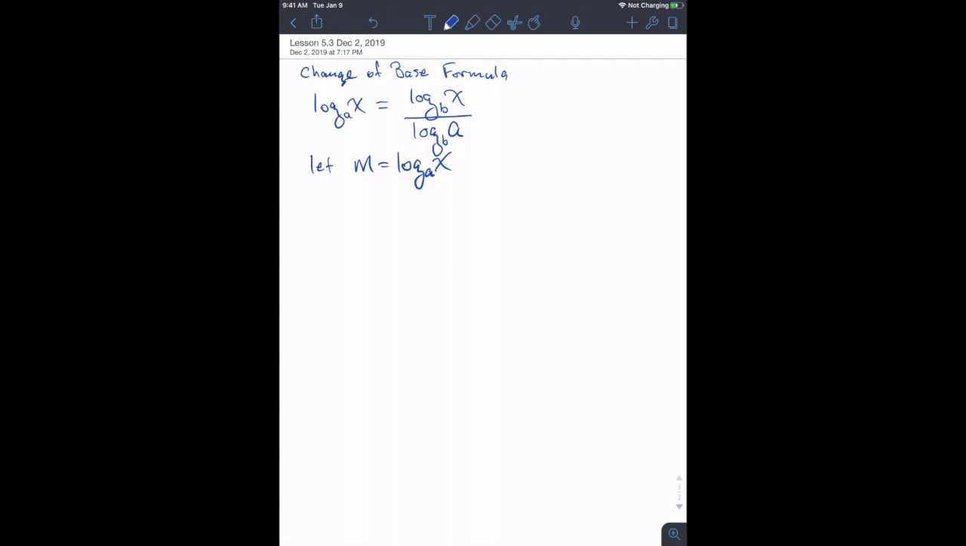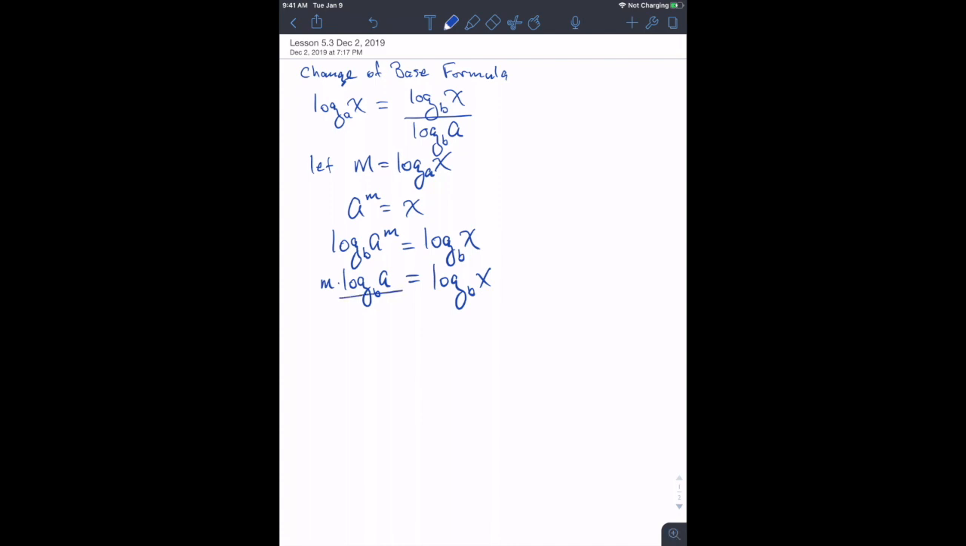Now if that's true, we can just interpret that log and say this, that a raised to the m power is equal to x. Now from here, I can take the log of both sides. So I'm going to say log to a different base, we'll call it b, of a to the m is equal to log base b of x. And we learned earlier that I can just move that exponent of m to the front of log base b of a. So now it looks like this, m times log base b of a. And that's equal to log base b of x.